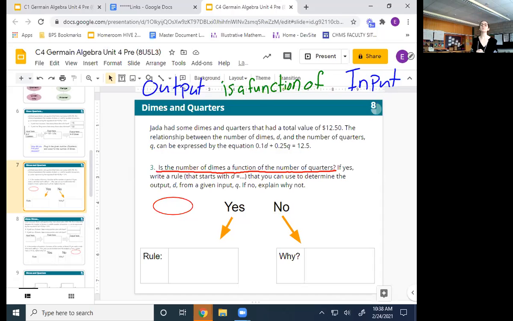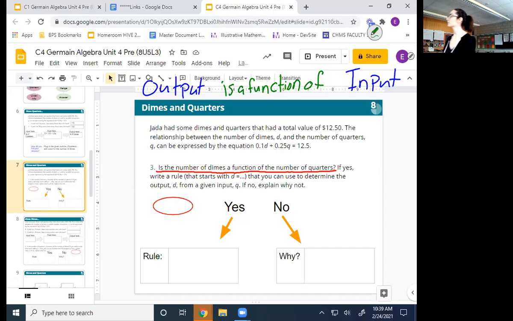So let me get what people are thinking. I had 5 friends put it in the chat. It's a yes or a no. Is this the correct way of saying this function statement? Based on the information we were given on the last slide, is it appropriate to say dimes is a function of quarters? Thank you for that. Dylan, can I have you on mute and can you tell me what you thought? Is it correct, yes or no, and why?